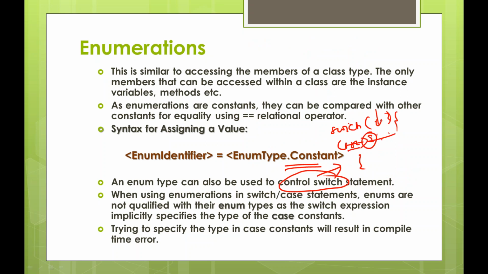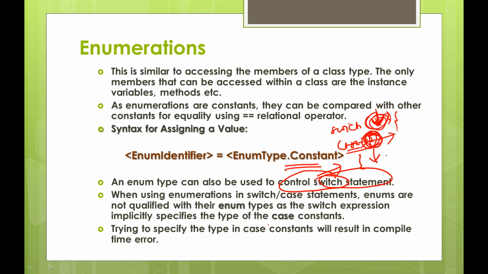This is the case constant. This whole thing is your case statement. This case constant is compared with the expression that you specify here. This expression controls your switch statement, with case statements having case constants. Similar to that, we can use enumeration types to control the switch statement. We will see an example of those things.